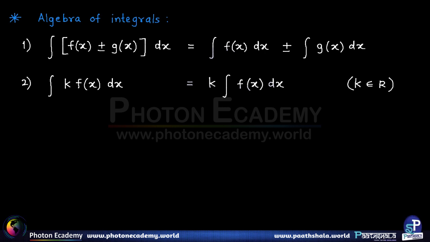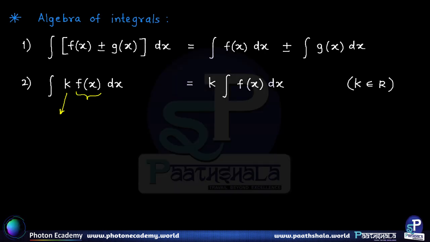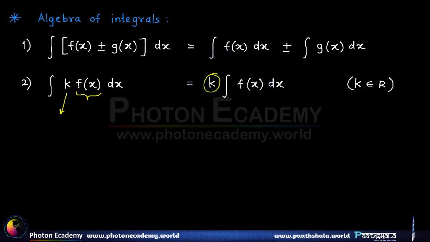And in the second result, suppose k is some real constant multiplying a function f of x, and we want to integrate this whole product. Then we can take k outside the integral and integrate only the function, which is very similar to what we do while differentiating. If there is a constant multiplier, then we take it outside the process. Now based on this we will solve a couple of simple examples.